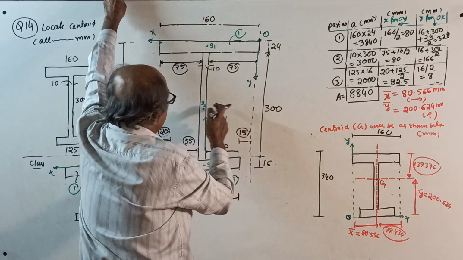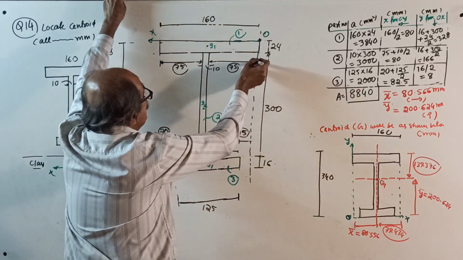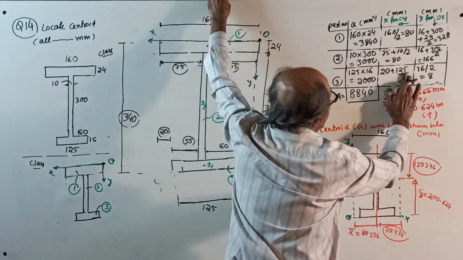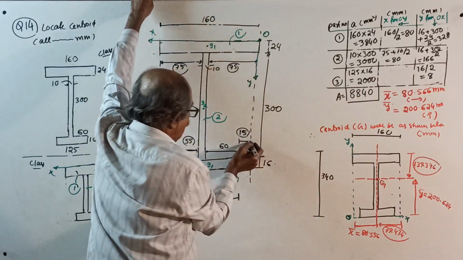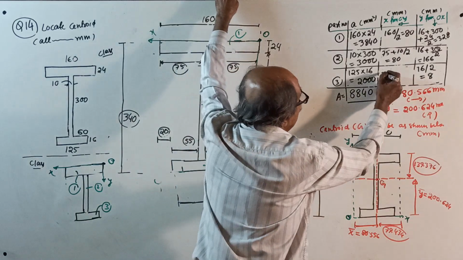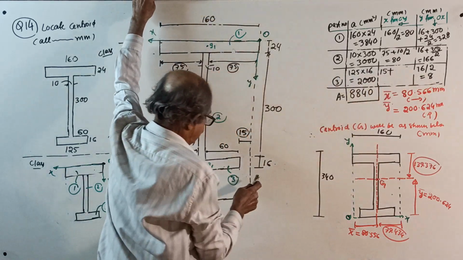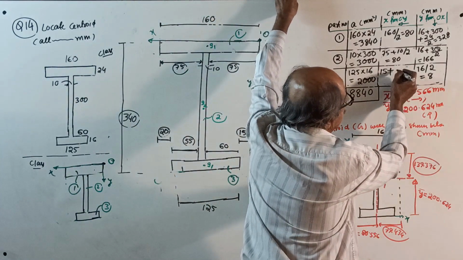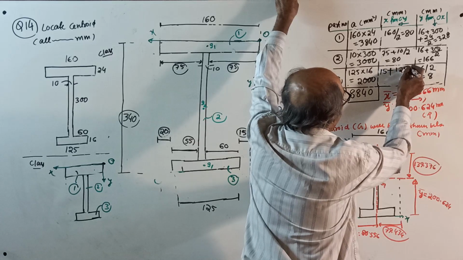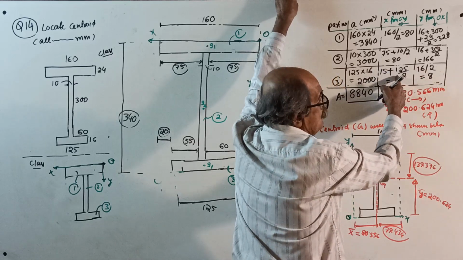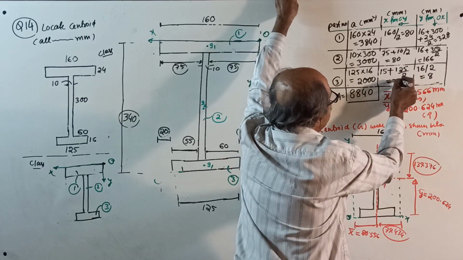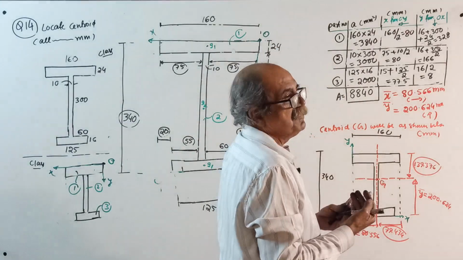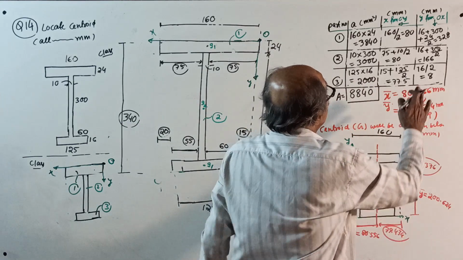Next, second one, 75 plus 10 by 2. Once again 80. But the last one will change. Last will be 15, see here, 15 plus 125 by 2, which will be 77.5. Okay. Correct? 77.5, correct.